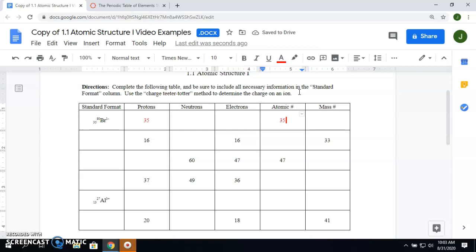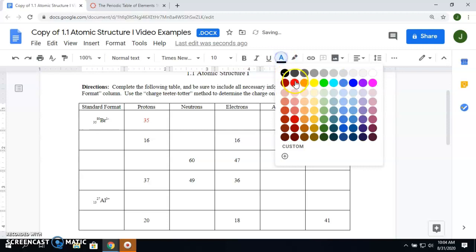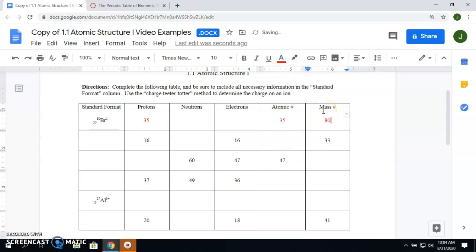In terms of the mass number, it is also really easy to report because the mass number is given for this one. It's 80, because remember, mass number is always in the upper left-hand corner of the element symbol in standard format. So for mass number, that's 80. For calculating neutrons, remember, neutrons are mass number minus atomic number, which is protons. So 80 minus 35 leaves you with 45 neutrons.